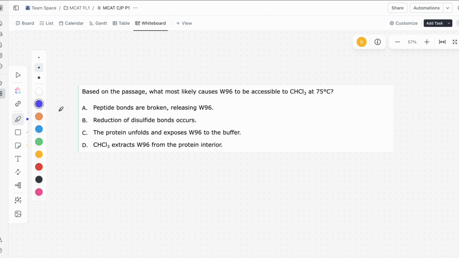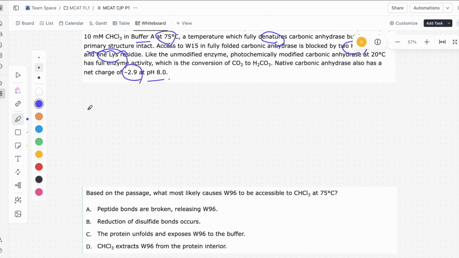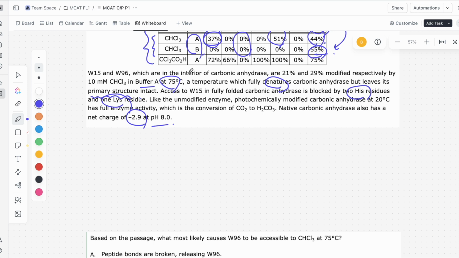All right, let's move on to the next question. It says, based on the passage, what most likely causes tryptophan 96 to be accessible to CHCl3 at 75 degrees Celsius? So let's take a look at the passage again. Remember, tryptophan 96 is modified by this at 75 degrees, which fully denatures this protein but leaves the primary structure intact.